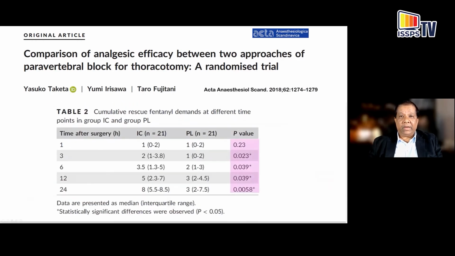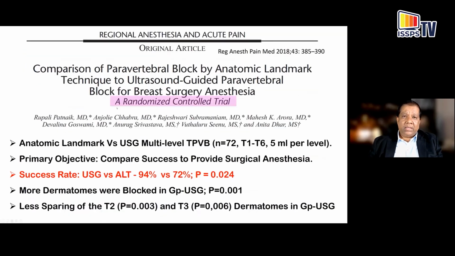Also, rescue fentanyl consumption was significantly lower in the paralaminar group. So this indicates that the paralaminar or medial injection techniques may be clinically advantageous. This is another study by a group from the All India Institute of Medical Sciences in New Delhi by Dr. Patnaik and their colleagues.